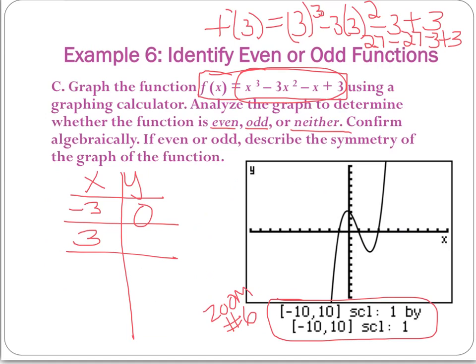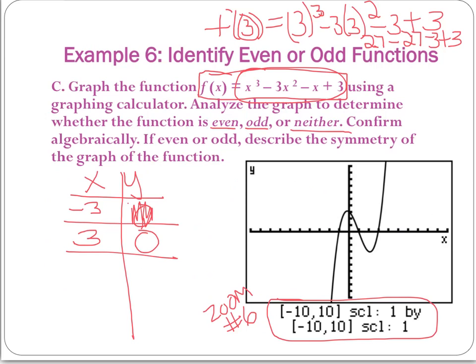I just made a typo. Since my input was +3, I meant for this 0 right here to be at +3, not -3. And so I still need to evaluate the function at -3.